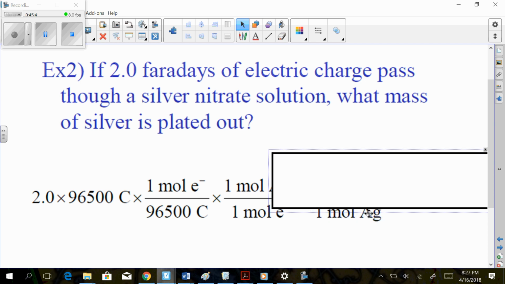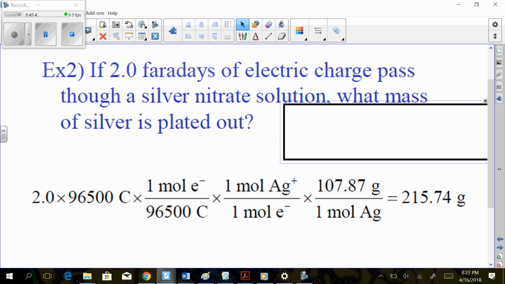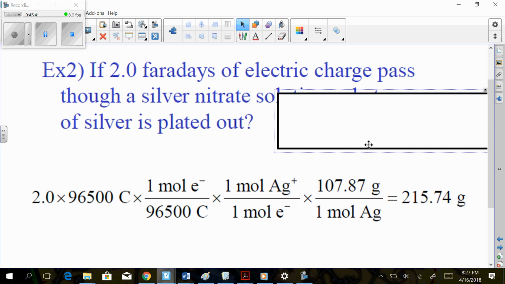So if I want to know what mass is plated out, I know for every 1 mole of silver plated, I have 107.86 grams. That's the molar mass of silver. And so I can calculate the number of grams of silver plated.